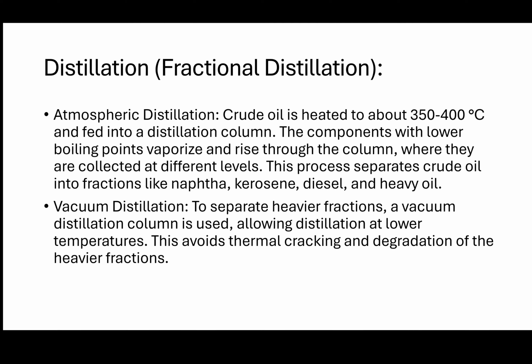For fractional distillation, crude oil is heated to around 350 to 400 degrees Celsius and fed into the distillation column. The components with the lower boiling points vaporize and rise through the column, where they are collected at different levels. This process separates the crude oil into fractions like naphtha, kerosene, diesel, and heavy oil. So these things we have seen before.